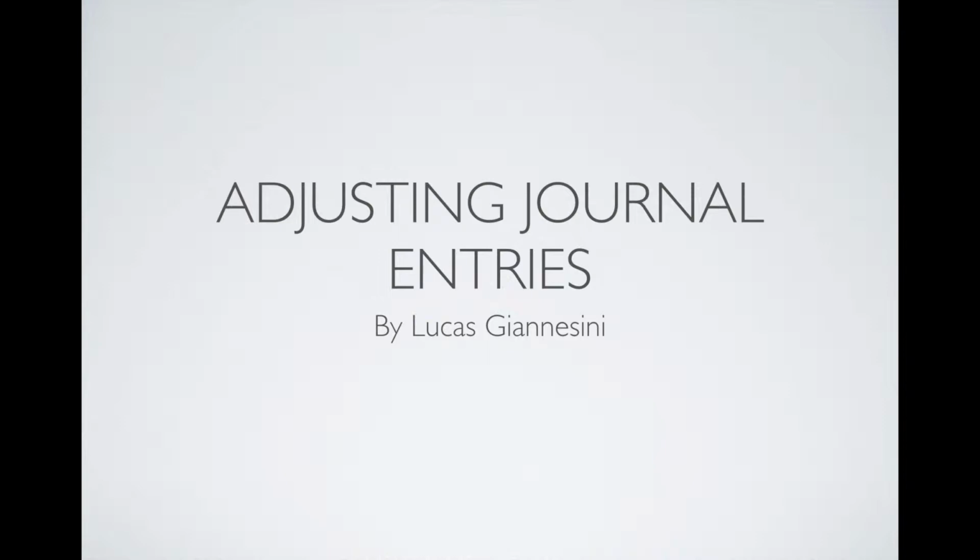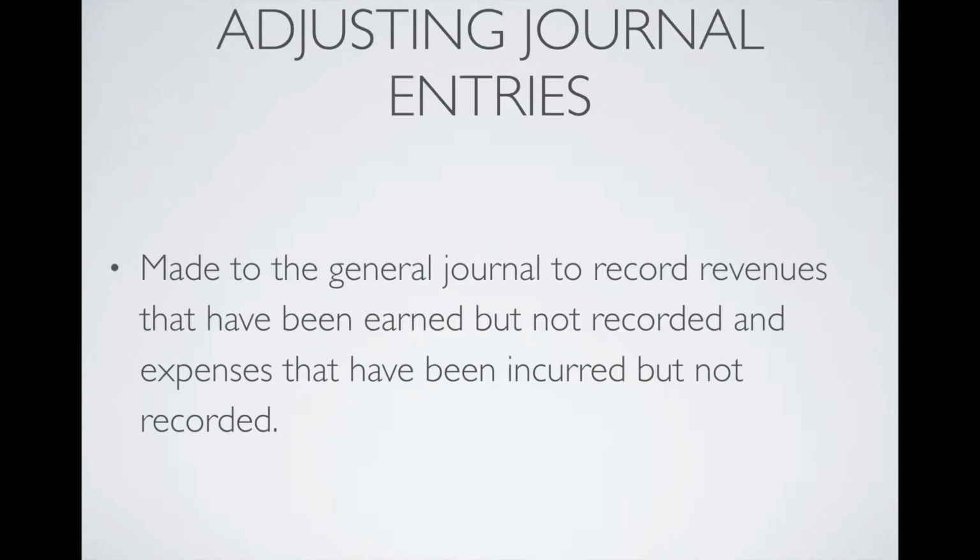We are firstly going to go through theory, definitions and worked examples within this presentation. My first definition is adjusting journal entries themselves. They are made to the general journal to record revenues that have been earned but not recorded and expenses that have been incurred but not recorded.